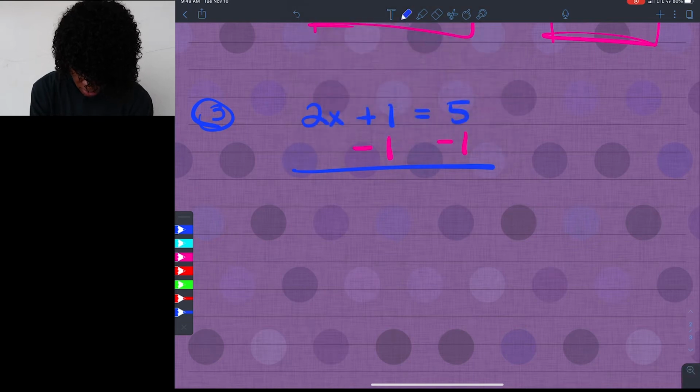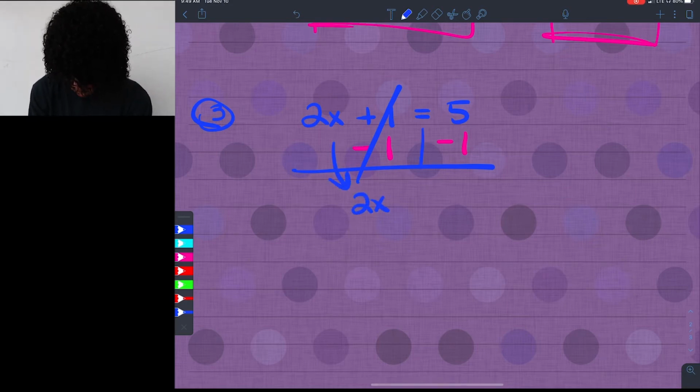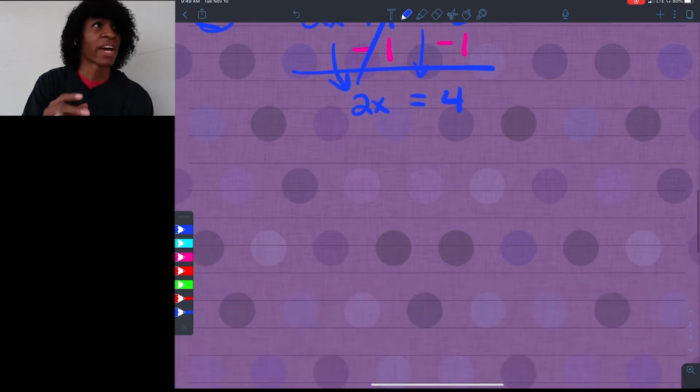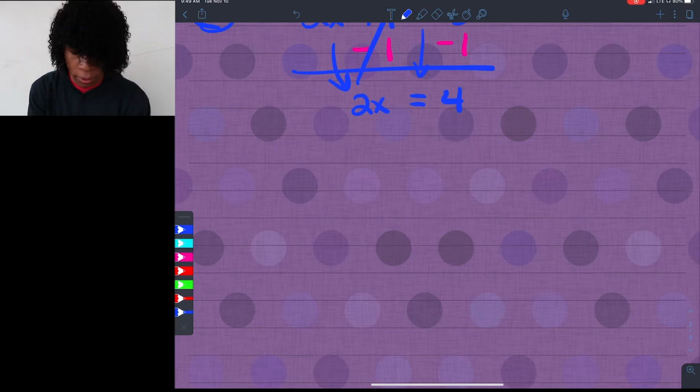sorry, let me change colors here. These get canceled out because 1 minus 1 is 0. Bring down your 2x. Bring down your equal sign. 5 minus 1 is, right, 4, okay? And if this is ever moving too fast and you want to work it out, just pause it in between steps, okay? But 2x equals 4.